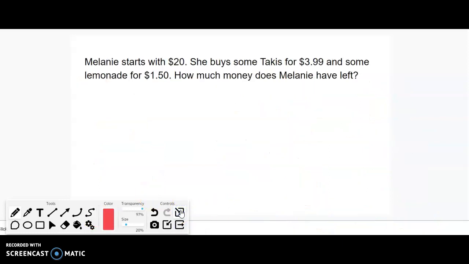Next one. Melanie starts with $20. She buys some Takis for $3.99 and some lemonade for $1.50. How much money does Melanie have left? So again, I could figure out how much money she spent, subtract it all at once.